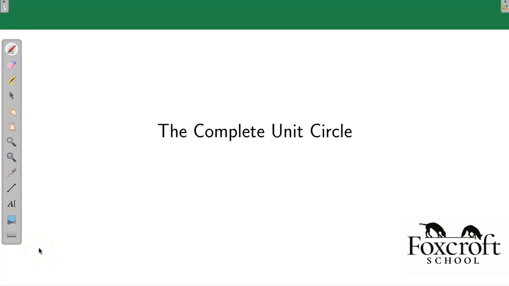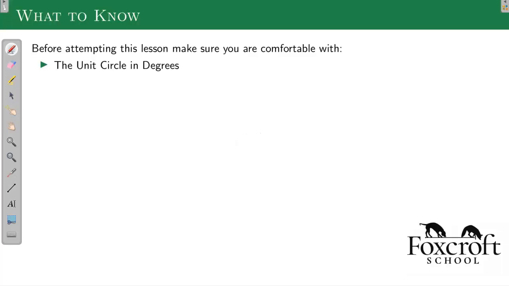In this video, we're finally going to be able to fill in the entire unit circle. Before, we've been missing blanks, and that's where the radian parts would go, but now we're going to fill those in because now we know what a radian is. Before attempting this lesson, make sure you quickly go back and remember your unit circle in degrees. You've had to do it multiple times now, so hopefully it comes back to you quickly.